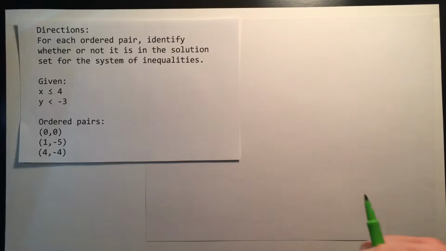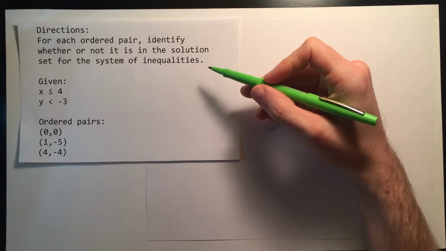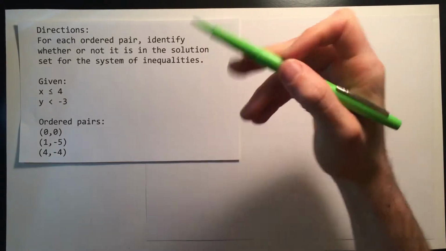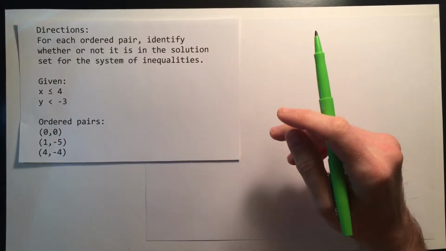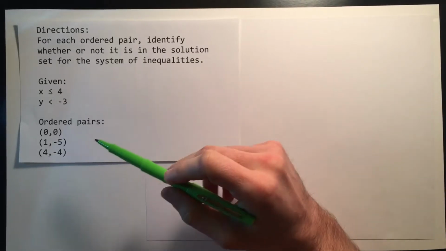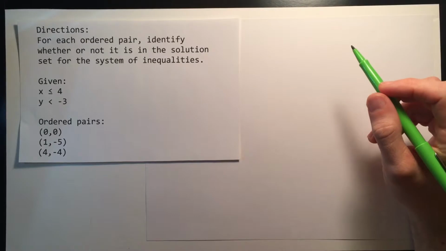Let's read the directions to this problem. For each ordered pair, identify whether or not it is in the solution set for the system of inequalities. Given, x is less than or equal to 4 and y is less than -3. The ordered pairs that were given are (0, 0), (1, -5), and (4, -4).